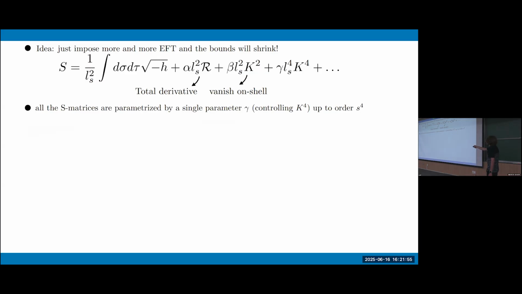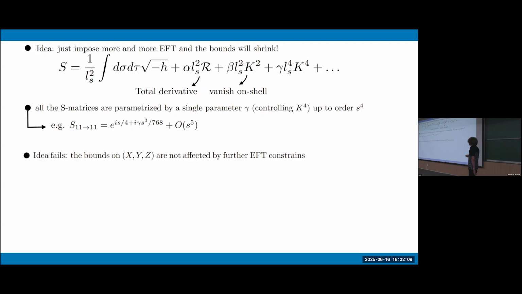And in fact, all S matrices are parameterized by a single gamma parameter, which is the coefficient of k to the 4 up to order S to the 4. So for example, the 2 to 2 S matrix takes this form to this order. And we can impose these constraints. And we learned that this idea fails. It turns out that these bounds on X, Y, and Z are not affected by imposing EFT to higher orders.